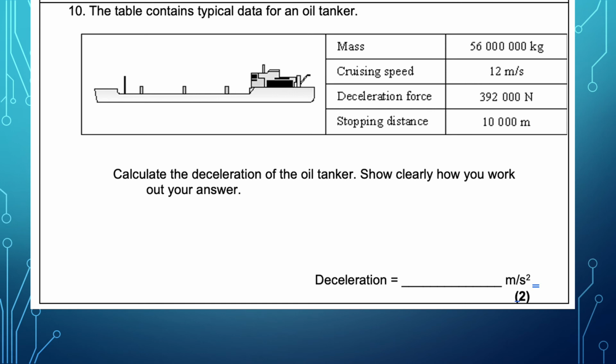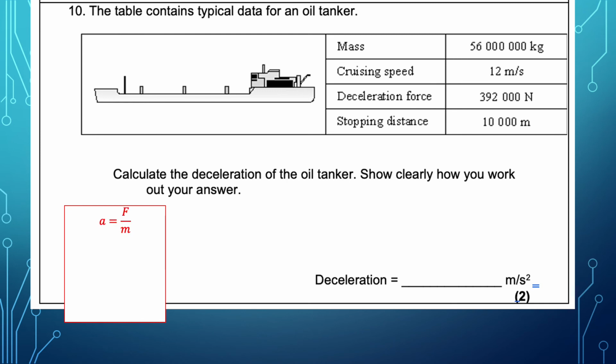All right, so you're given mass, cruising speed, deceleration force, and stopping distance. So basically you're given m, v, f, and s. If you remember what s is, that's basically your distance or displacement. So I'm going to show you the first way to do this. And this one is probably the simpler one because there's less variables. You want to use a as your subject. So a equals f divided by m.